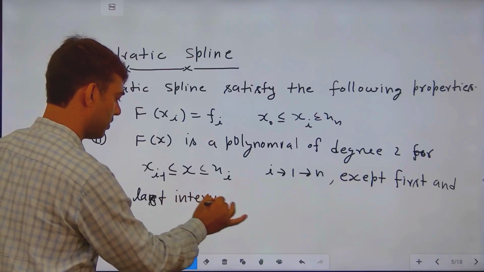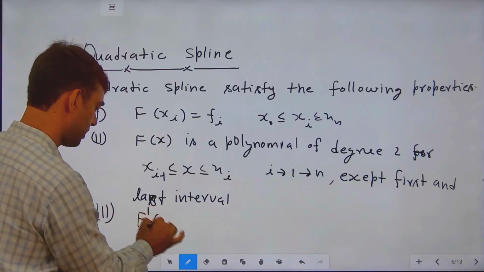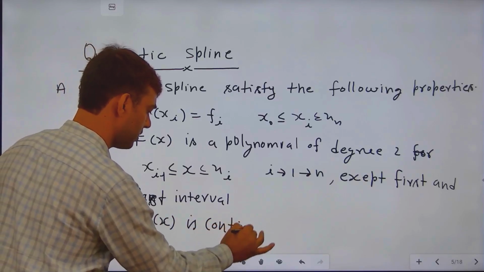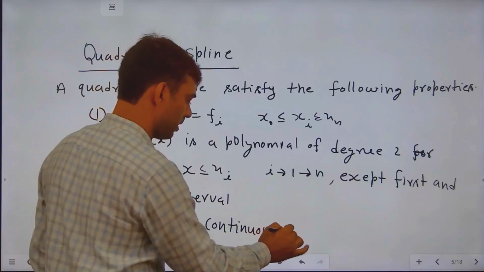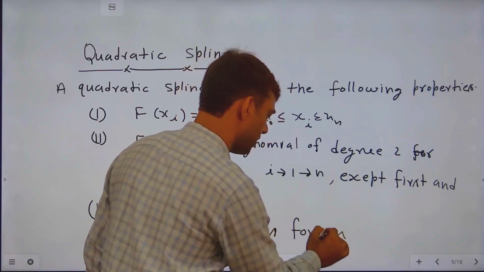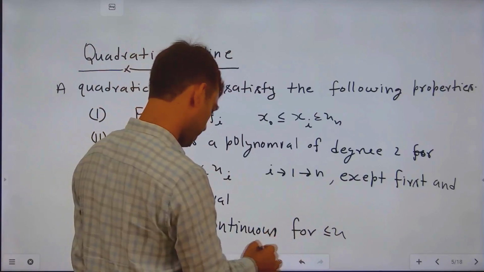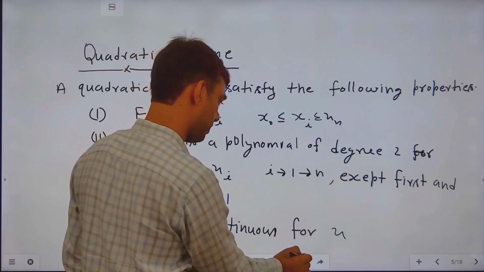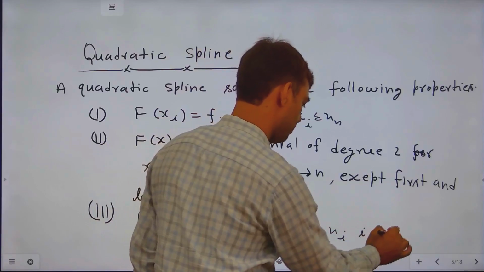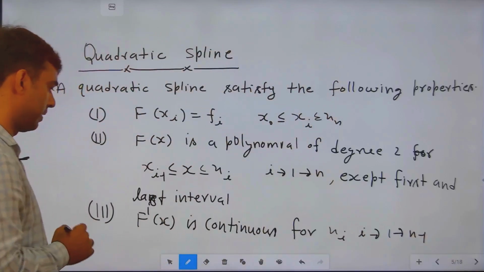Third condition, f dash x is continuous for internal nodes, means f'(x) is continuous for x_i, i ranges from 1 to n minus 1.